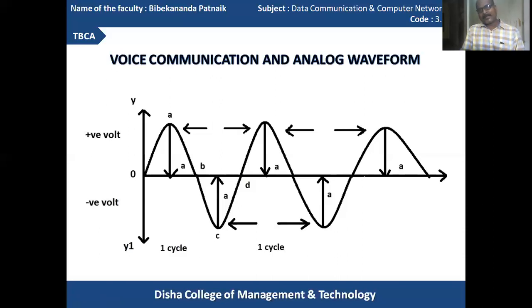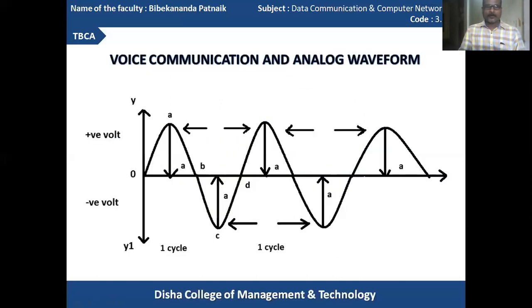The waveform has three primary characteristics. They are frequency, amplitude, and phase.